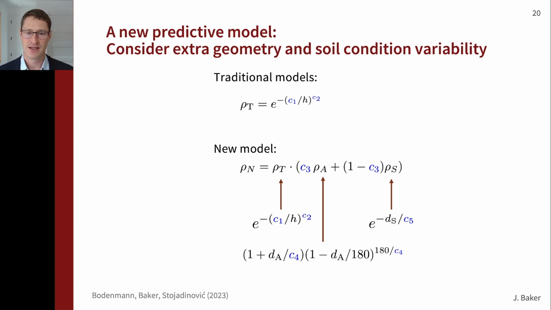We've got, so I'll call it rho n for new. We've got that traditional model with the distance dependence. We've got another term with an azimuthal dependence. So this is going to capture some of the wave propagation conditions. And then we've got a third term with a site condition dependence, this rho s. And so that's going to capture the geological conditions. So we're trying to get a model that incorporates those qualitative observations we saw in the last few slides and brings them into a quantitative predictive model.